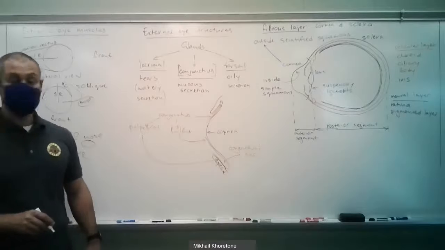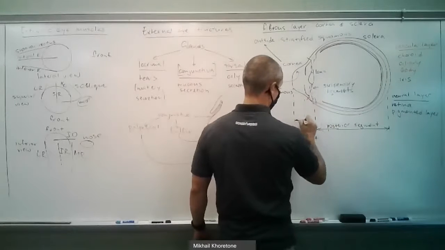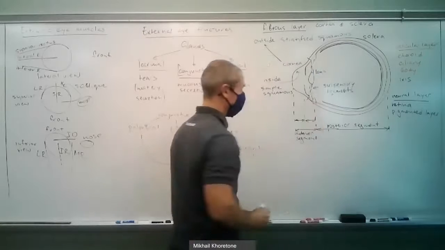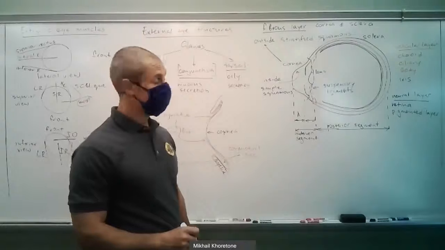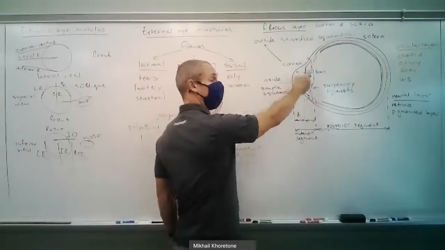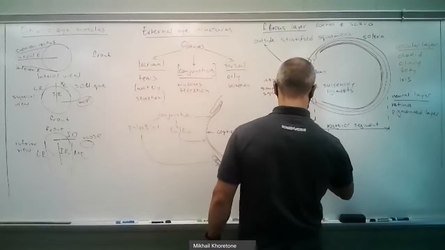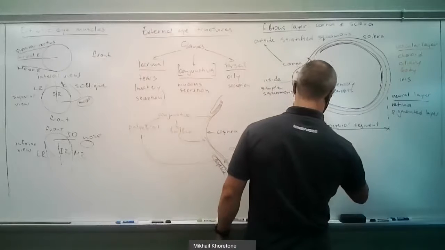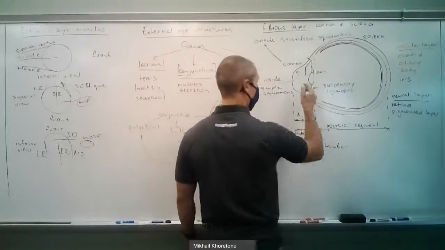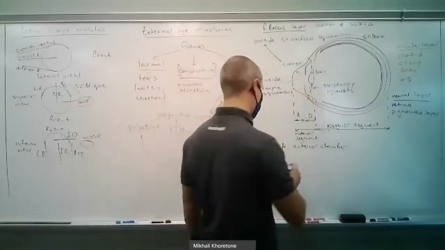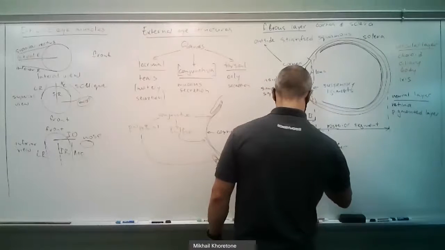Now, that's where the confusion begins. The part of the anterior segment, we're going to call it A, between the cornea and the iris is called the anterior chamber. And the part B, between the iris and the lens, is the posterior chamber.